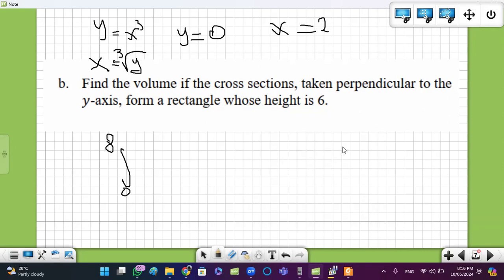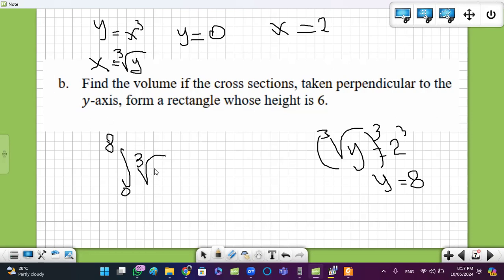You didn't get my point. Now, cubic root of y equals 2. What is y, Hassan? Make power 3. y equals 8. So I have here the limit from 0 to 8. Okay? Now, what is the length? y, cubic root of y. What is the width? What is the height? 6 dy. You got my point?